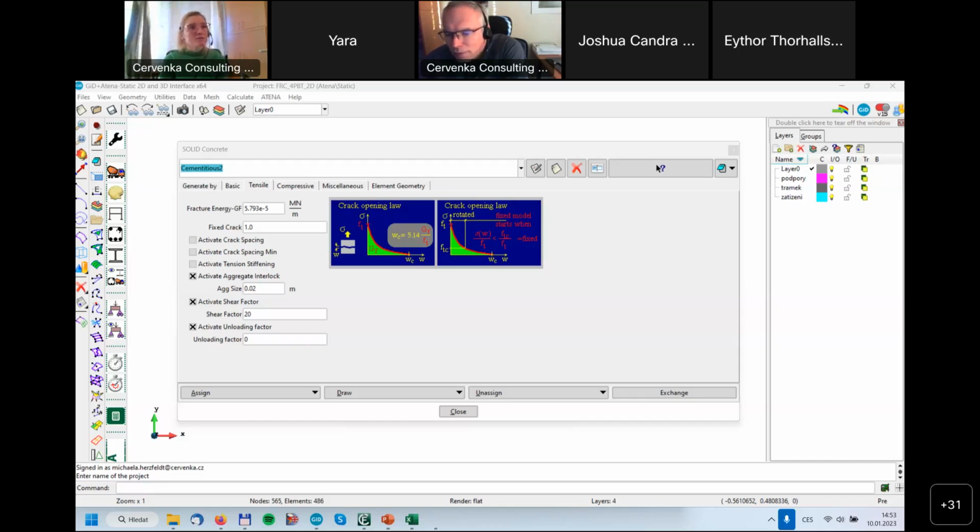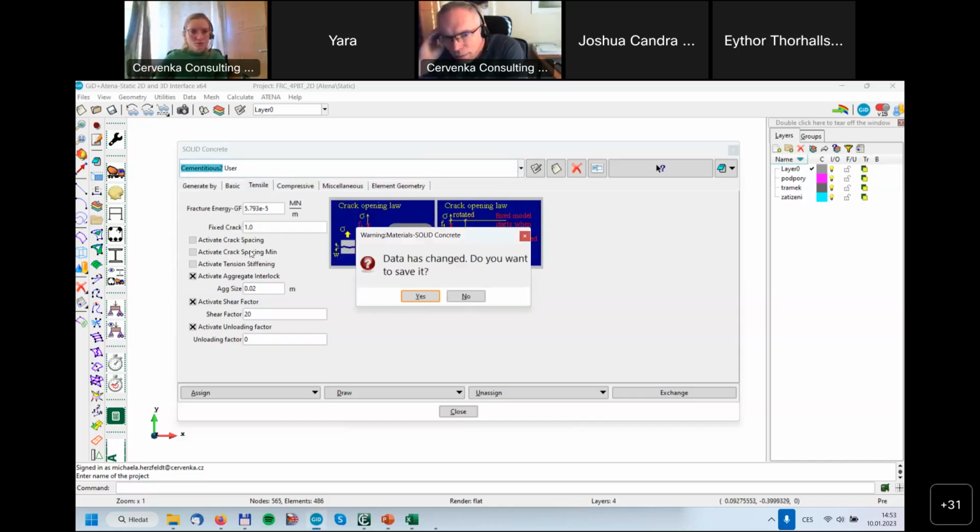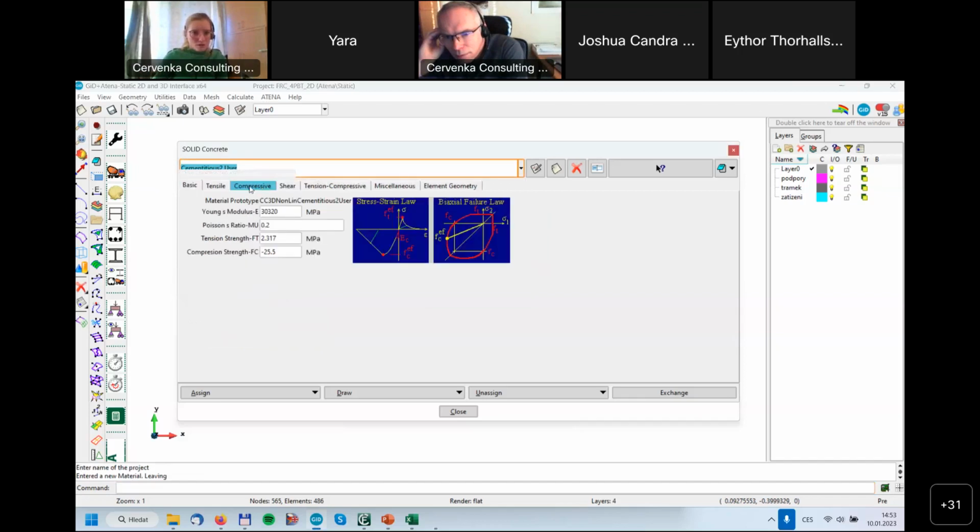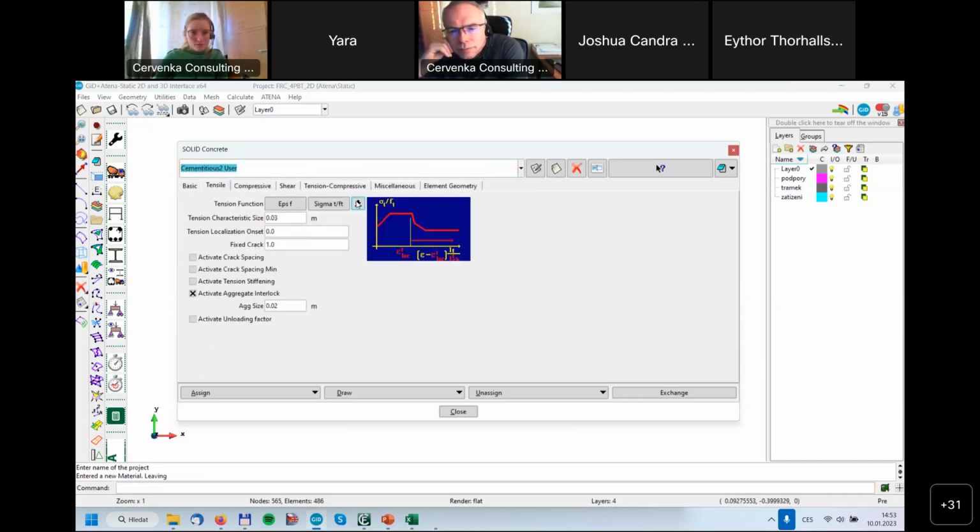how to insert own material model in ATENA. That is actually in the GiD when we were talking about the user. There is this tension function, and you can specify it in here. This is just the initial one that is there, but you can always start with another function that you define in here, and it is the same for compression or for shear.